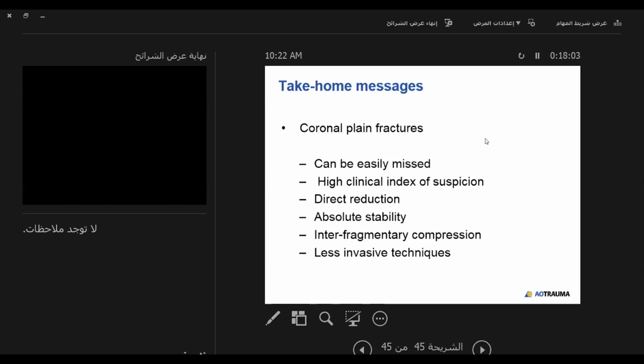My take-home message is that this is a coronal plane fracture, which can easily be missed and can easily be diagnosed early if you have a high index of suspicion. You should do direct reduction with absolute stability. You will achieve interfragmentary compression with lag screws, cannulated screws, or Herbert screws. And especially in young patients, if you can use absorbable double-head screws, it will be the best chance for them, and it is a less invasive technique. Thank you for your attention.